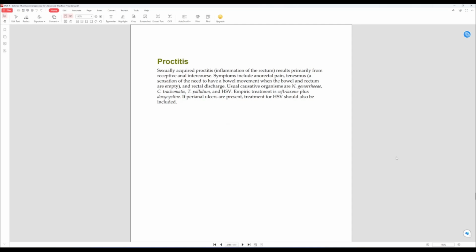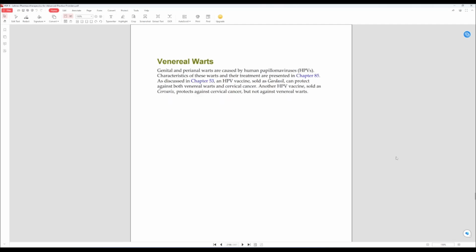Proctitis. Sexually acquired proctitis results primarily from receptive anal intercourse. Symptoms include anorectal pain, tenesmus, and rectal discharge. Usual causative organisms are N. gonorrhoeae, C. trachomatis, T. pallidum, and HSV. Empiric treatment is ceftriaxone plus doxycycline. If perianal ulcers are present, treatment for HSV should also be included.